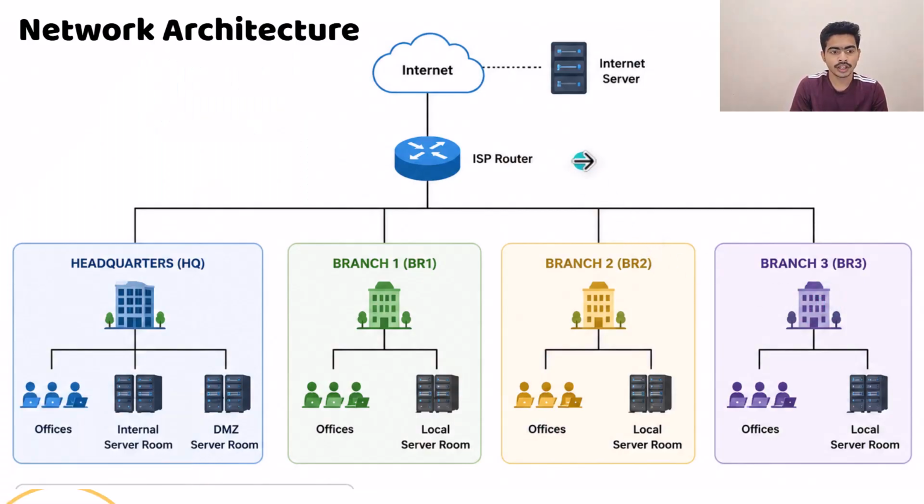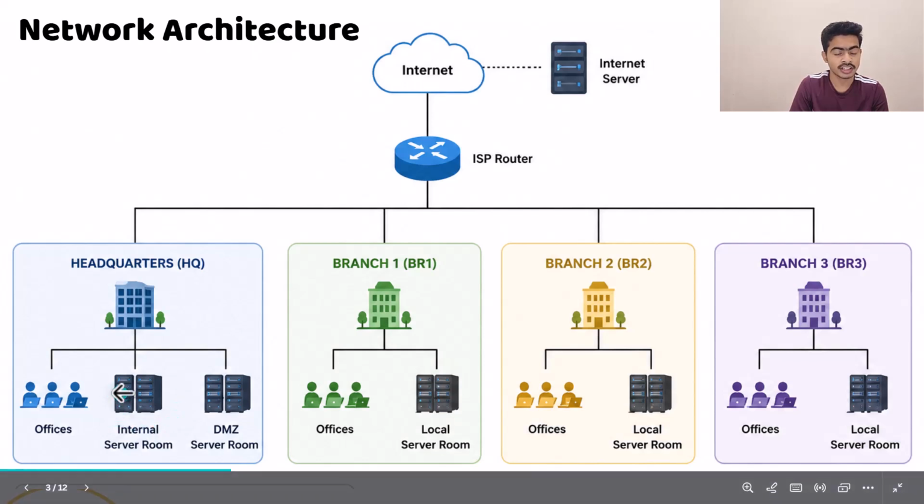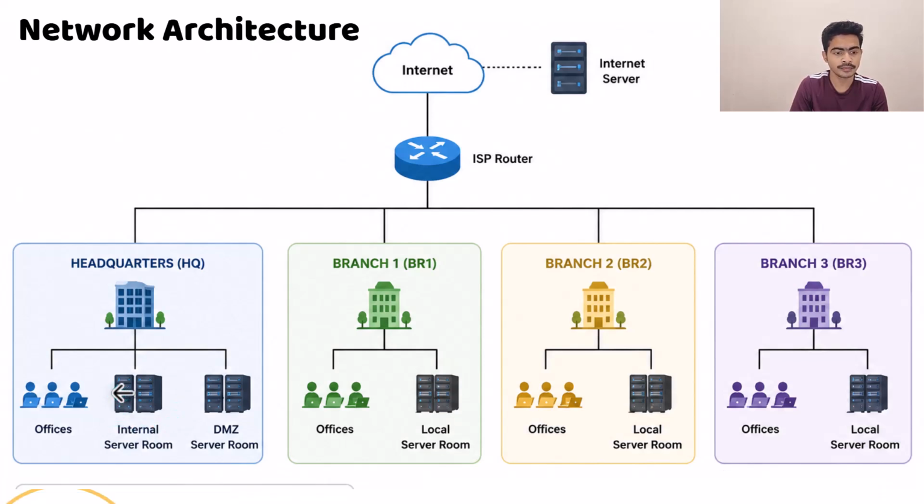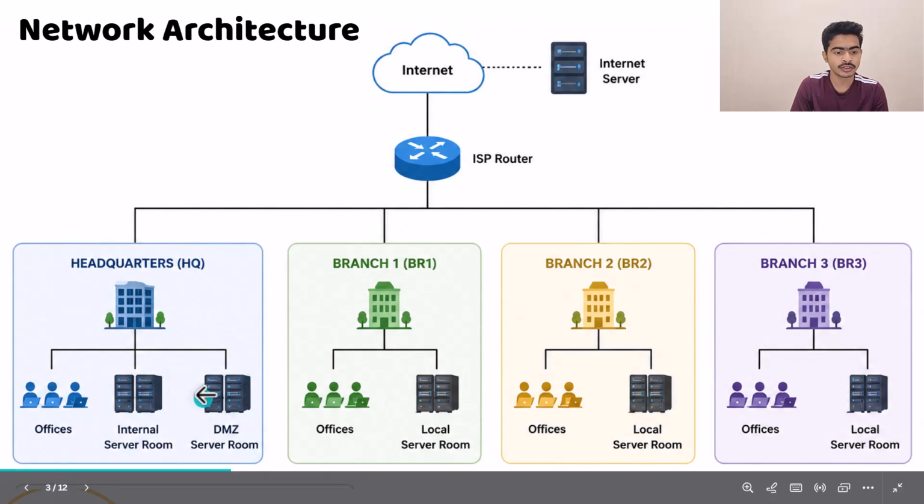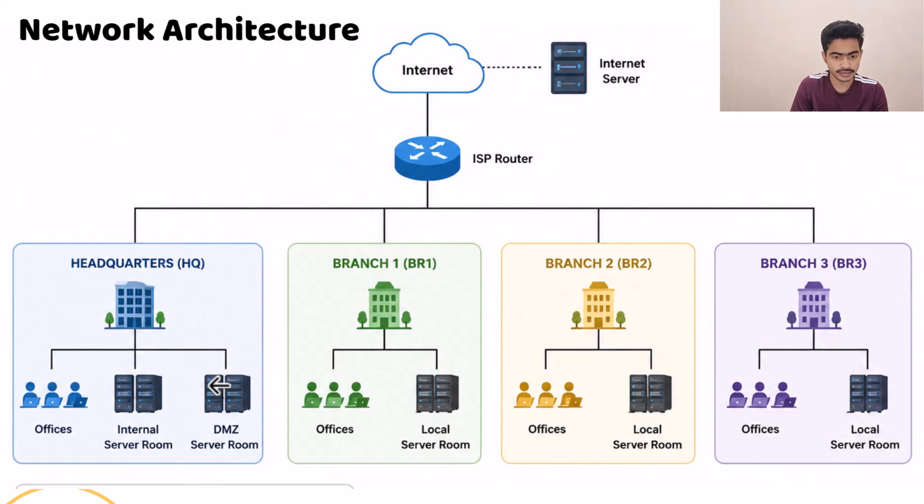So let's have a look at our basic network structure. Mainly it starts from the internet with the ISP router. The ISP router connects to the headquarter office and the three branches. In the headquarter, we have few offices. There is a room for private servers, which are restricted to the headquarter users only, while the DMZ server is for public access, which is exposed to the internet.